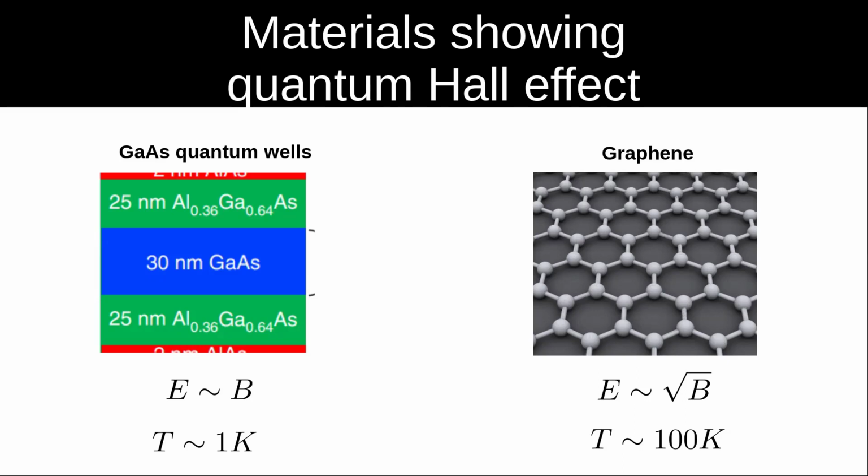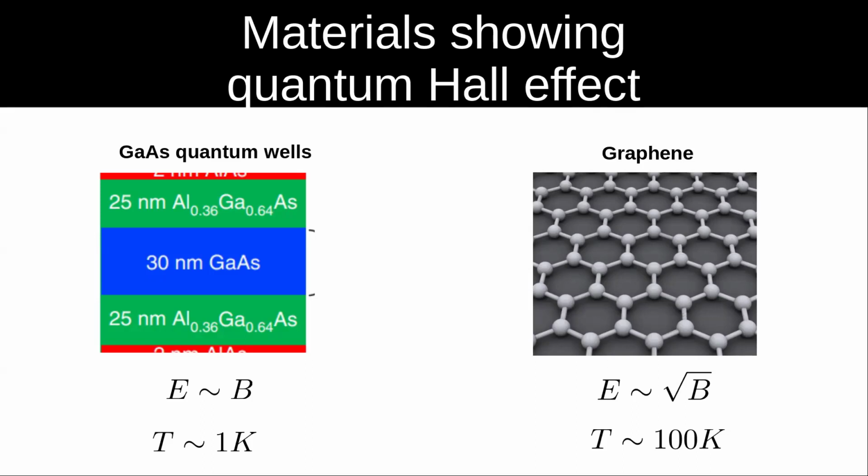It can be found in semiconductor quantum wells, gallium arsenide quantum wells. These were one of the most popular platforms to see quantum Hall physics. And in these cases, the energy scale of the quantum Hall state is roughly proportional to the magnetic field. And this gives rise to a required temperature to observe quantum Hall physics on the order of 1 Kelvin.